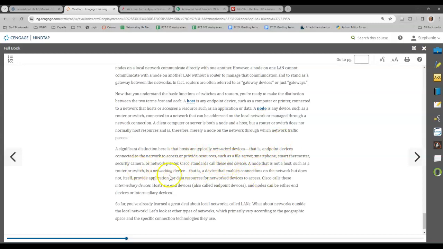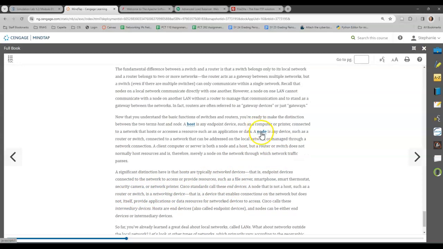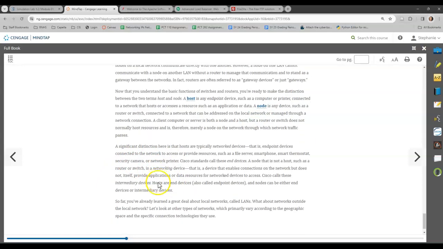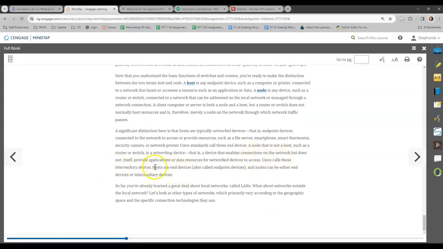And then our networking devices are routers or switches, which is what I'm used to calling them. I don't really ever call a router or switch a node, but you might see that somewhere. And then we also call them intermediaries. So anytime you have a device in between, which could be a router or switch, that's an intermediary device. So hosts are end devices or endpoints. And then nodes are intermediary.